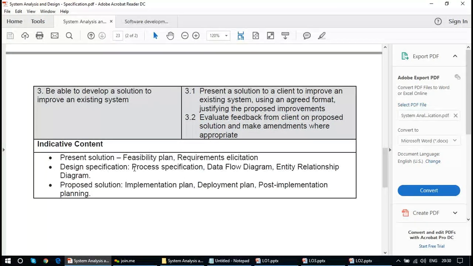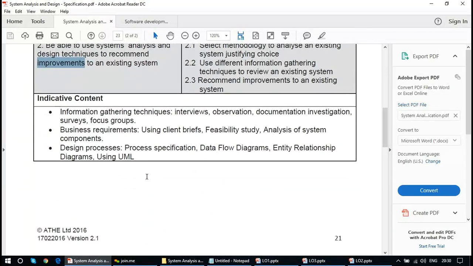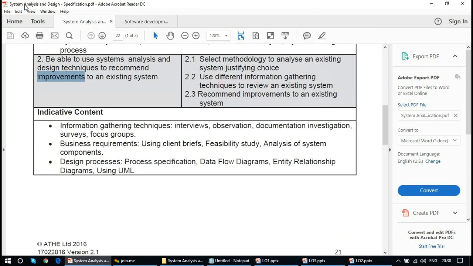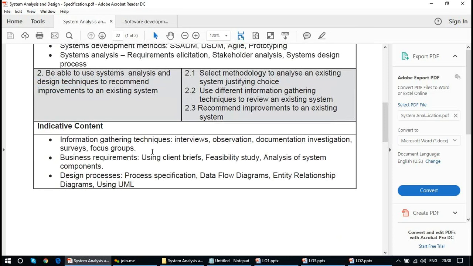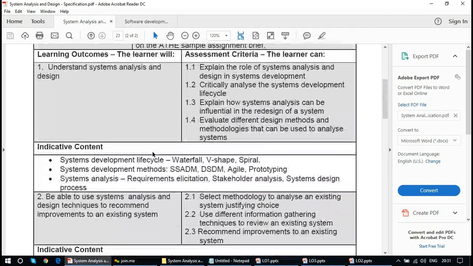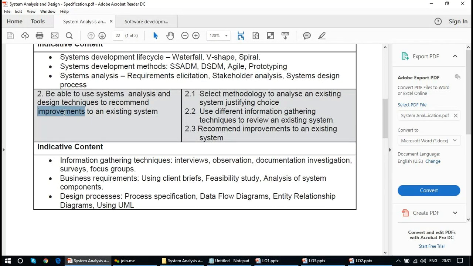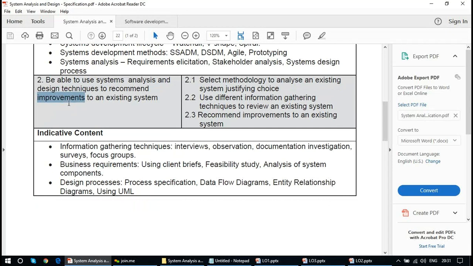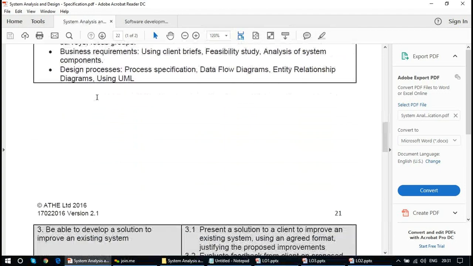At level four, to be honest, you should be able to understand how the system needs to be analyzed first. The unit is system analysis and design, and it can't jump to improvement in learning outcomes two and three when you haven't done any analysis and design yet. You know what I mean? Yeah, I know what you're saying. So we are going to correct it contextually. We are not going to disagree with the unit content, but we will be studying with our own flow and understanding, to make life easy.